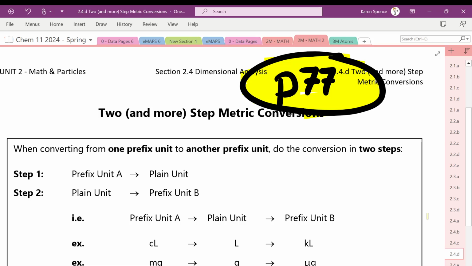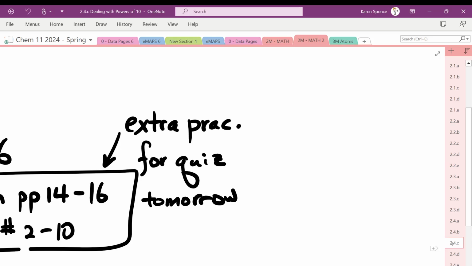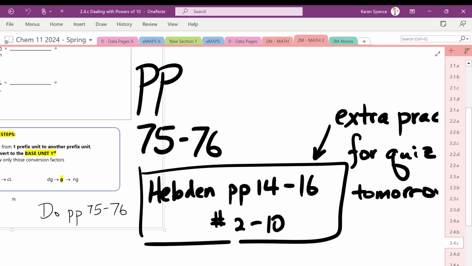Now, if you found today's quiz difficult, what I would really recommend is that you go through Hebden, page 14, number 2. Those are some basic questions that will help you get the basic structure of it. And then you can move on to numbers 3 to 10. That'll give you a little extra practice. So if you found today's quiz difficult and you finished the stuff in our workbook, those are going to be really helpful. And Hebden has worked answers in the back of the book. So if you need to redo this quiz, that's a really helpful place to start.